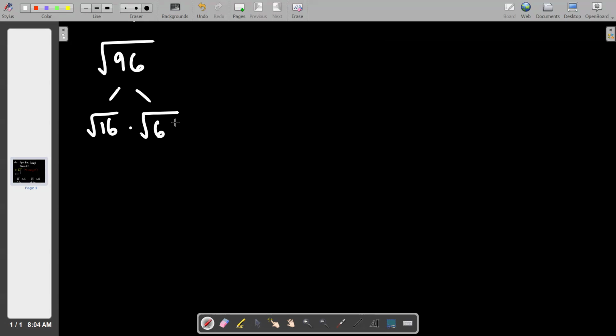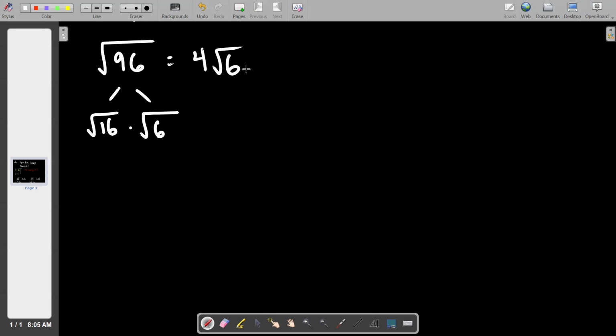If you do, it's not wrong. You're making it harder than it needs to be. So if you choose 16 and 6, then the final answer is 4 root 6. I get the question a lot of would that be 2 root 6? And the answer is of course not. Once you square root 16, it's done. You can't just keep hitting a number and square rooting it over and over again, right? All right, let's do another one.